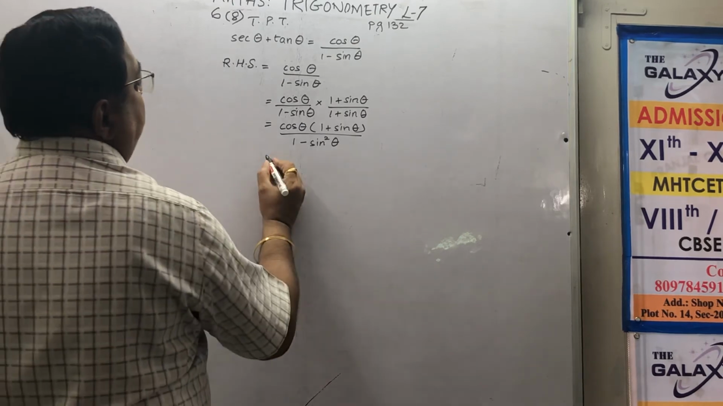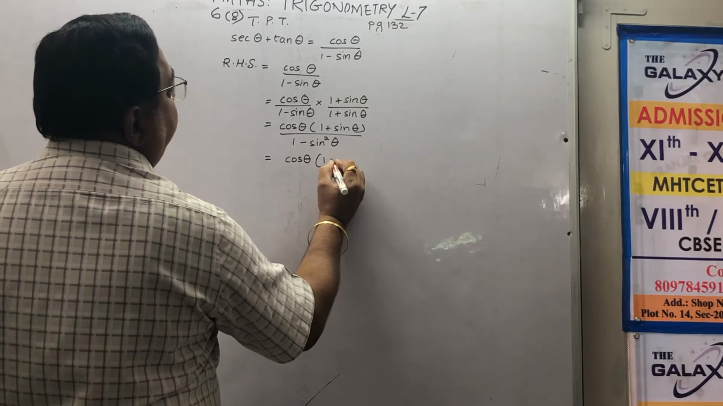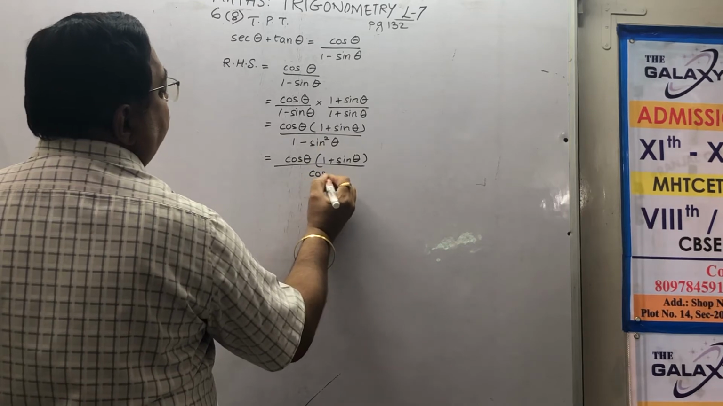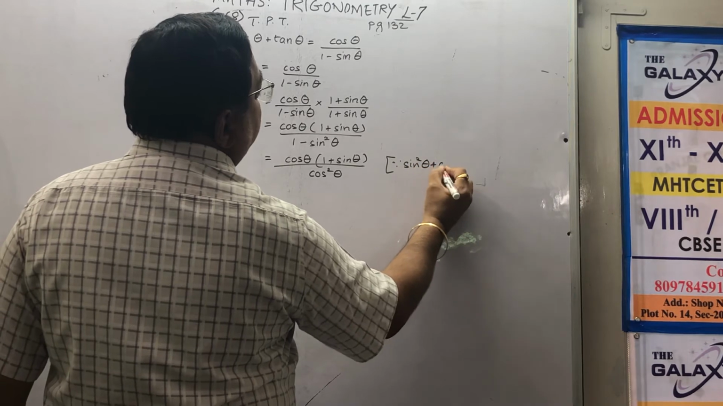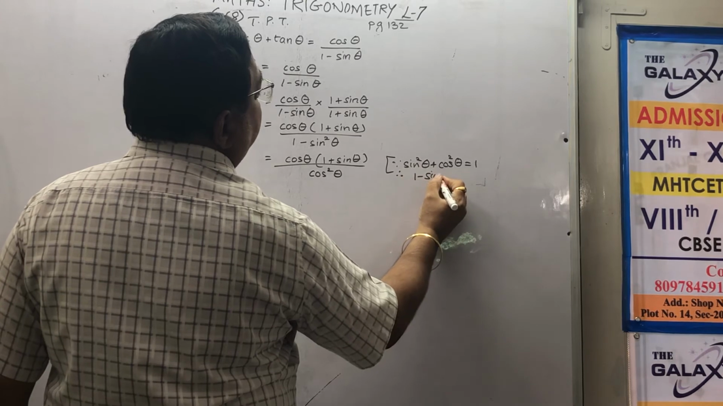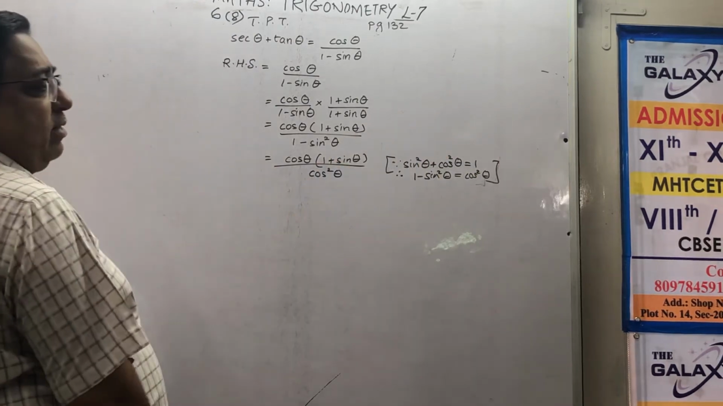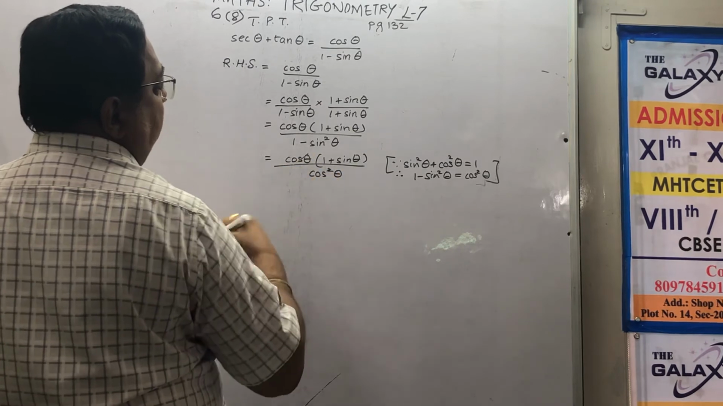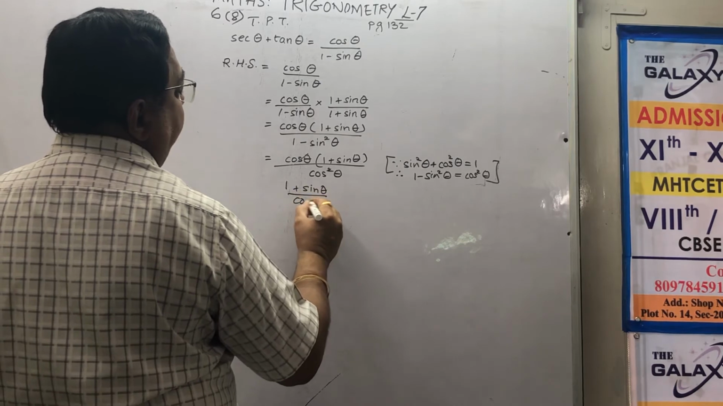Okay, now have a look. Cos theta into 1 plus sin theta upon 1 minus sin square theta. 1 minus sin square theta is cos square theta. Why? Because sin square theta plus cos square theta is 1. Therefore, 1 minus sin square theta is cos square theta. Identity number 1. Take it on the other side. As you can see, I can cancel, my square will go. So I will get 1 plus sin theta upon cos theta.